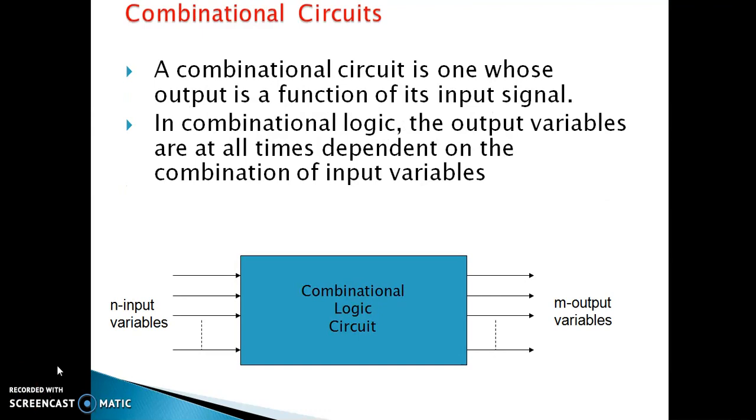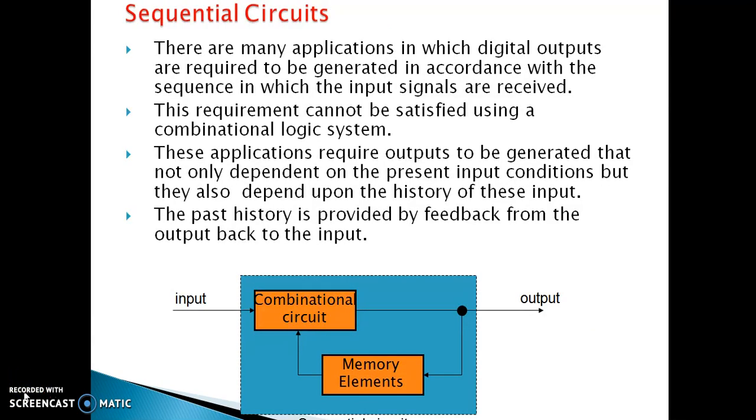Now let us see what a combinational circuit is. A combinational circuit is one whose output is a function of its input signal, or simply, the output depends only on the present state. In combinational logic, the output variables at all times depend on the combinations of input variables. Now, sequential logic circuits are those whose output depends not only on the present value of the input but also on the previous value of the input signal, in contrast to the combinational circuit where the output depends only on the present value of the input at that instant of time.